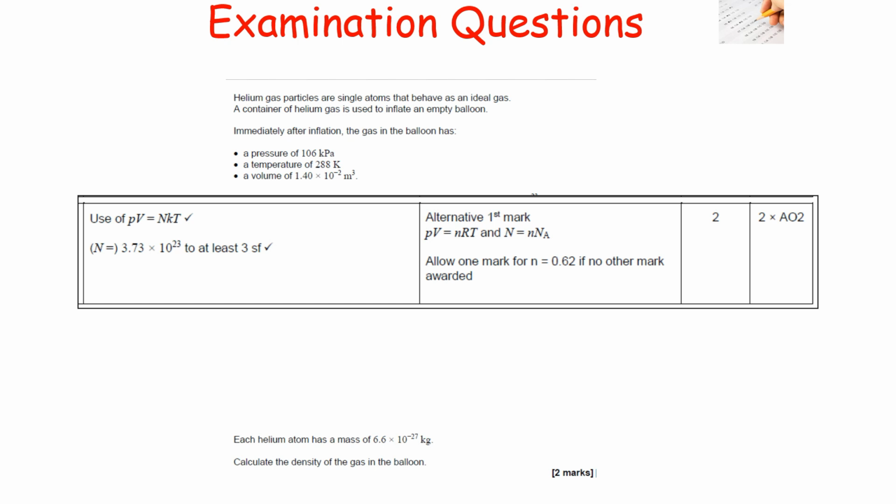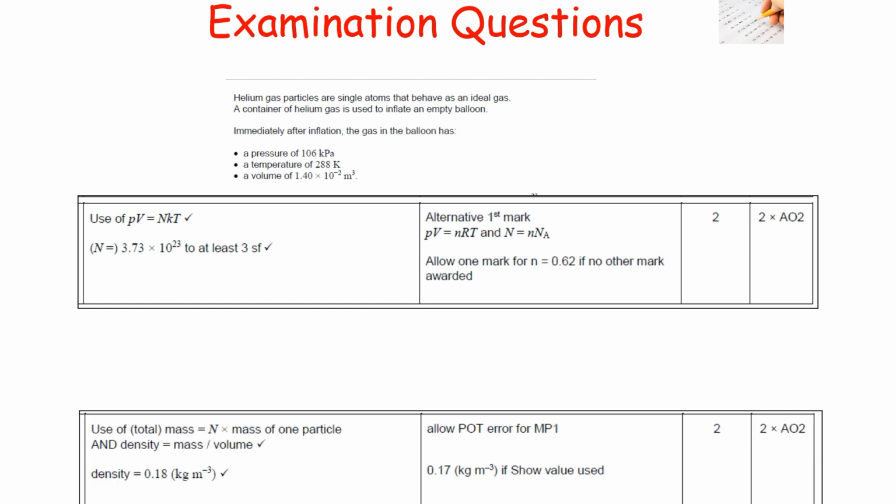Now our next question is asking for the density of the gas in the balloon. What we need to do is work out the total mass of the atoms in the balloon. We know that there are 3.73 times 10 to the 23 atoms in the balloon. We know the mass of each atom is 6.6 times 10 to the minus 27. So we can work out our total mass by doing that. We can then say density is mass divided by volume. Again, that equation is given to you in the back of your equation book. We know our volume because it's given in the start of the question, so we can work it out to be 0.18 kilograms per meter cubed.